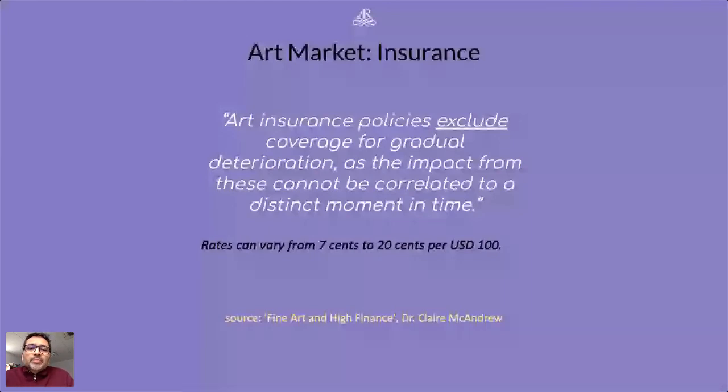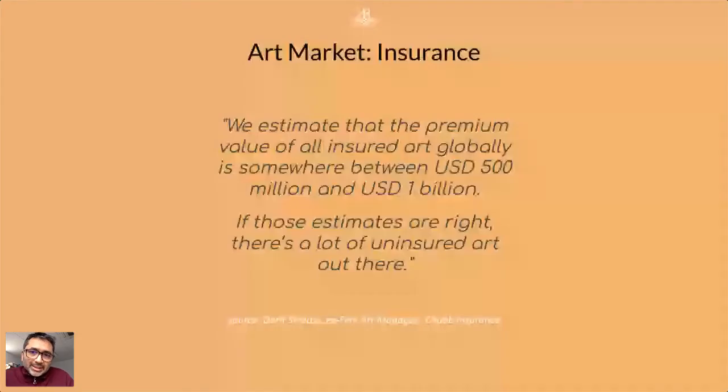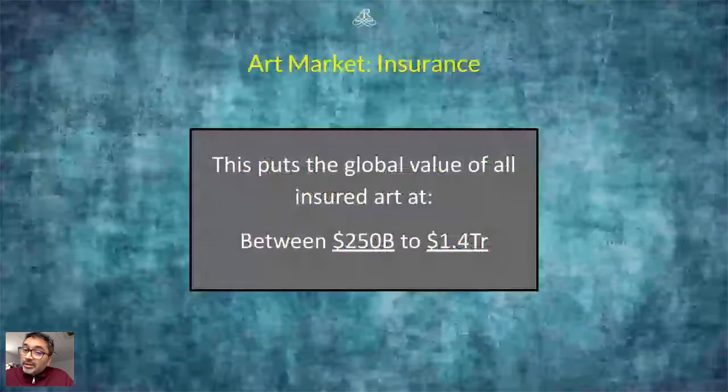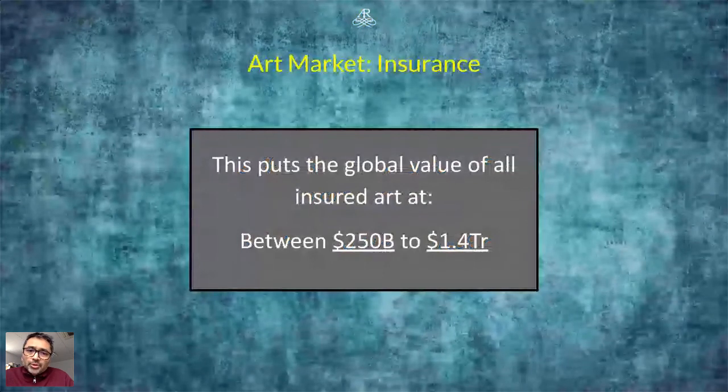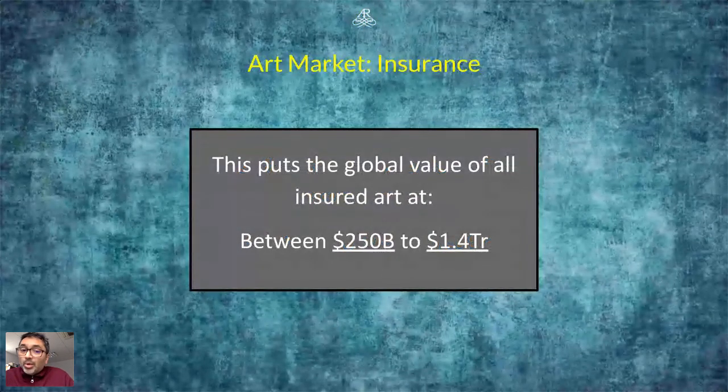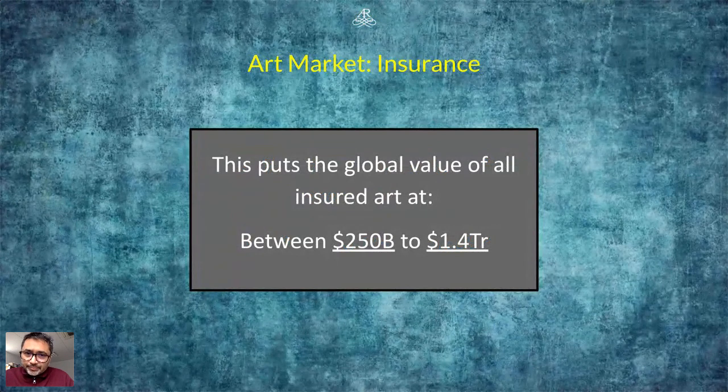The second quote comes from Dorrit Strauss, who used to work at Chubb Insurance, and she says, "We estimate that the premium value of all insured art globally is somewhere between $500 million and $1 billion. If those estimates are right, there's a lot of uninsured art out there." So if you put all the numbers together, you will see that the global value of all insured art should be somewhere between $250 billion and $1.4 trillion.